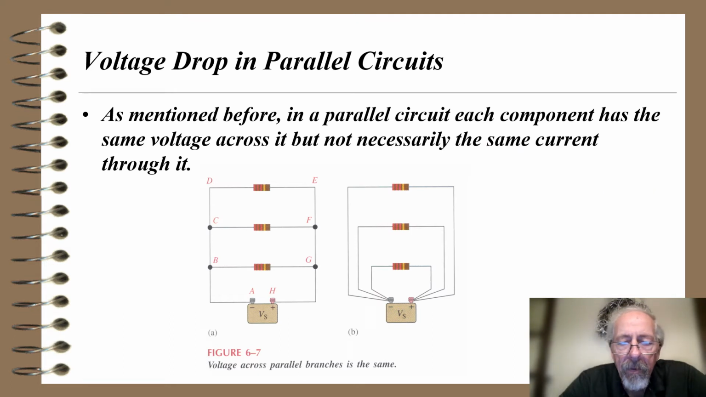So here's a graphical picture. As mentioned before, in a parallel circuit, each component has the same voltage across it, but not necessarily the same current through it. So here we see on part A, a battery, and it's listing all the nodes A, B, C, D on the left, E, F, G, and H on the right. And they're wired in a very conventional way to show they're in parallel, all connected to what you might call a bus or rail on the left and right-hand side. On the right-hand diagram, part B, we show the same 3 resistors, but they're individually wired to the battery terminals. Exactly the same circuit.